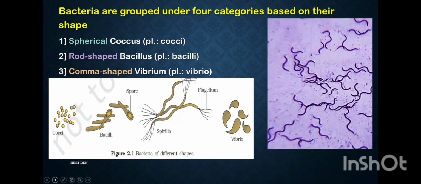So this is a picture given in our textbook. And we find in the bacilli, there is even a spore which is shown. Some bacilli or some bacteria produce spores, especially in unfavorable conditions.